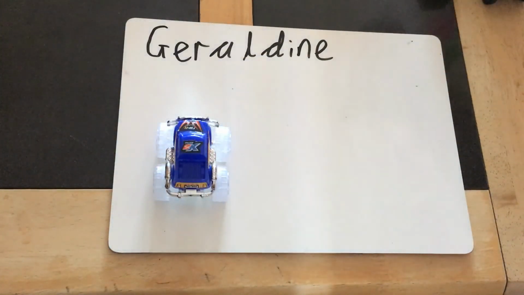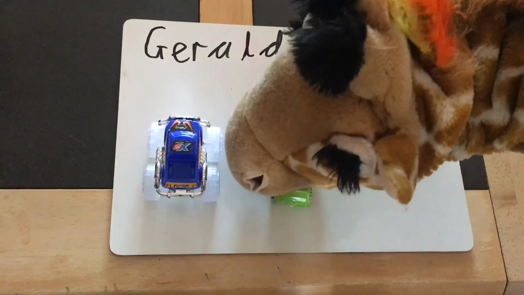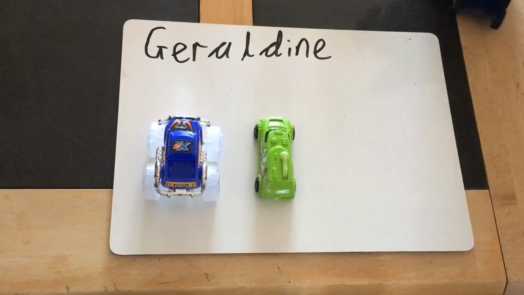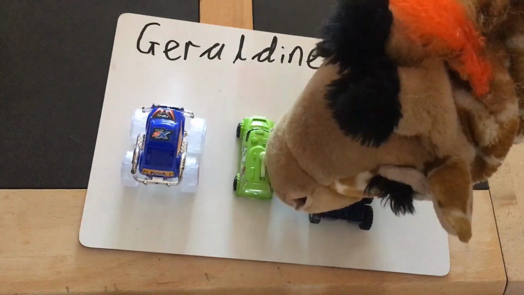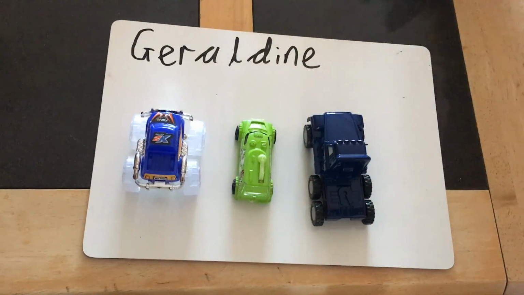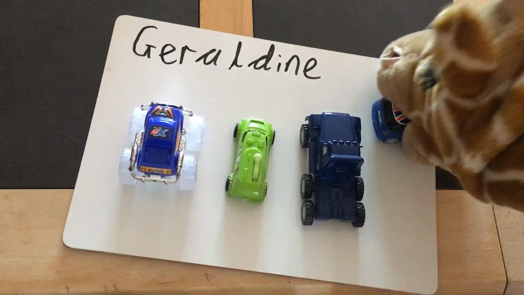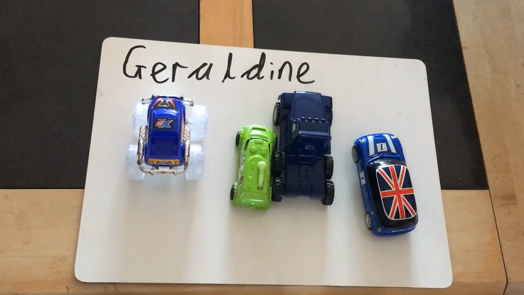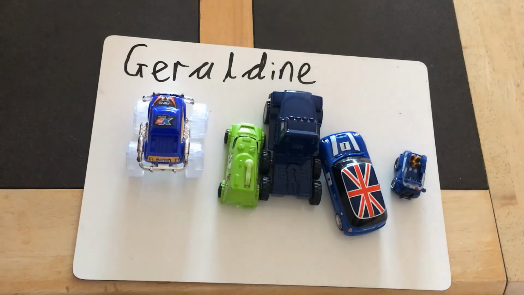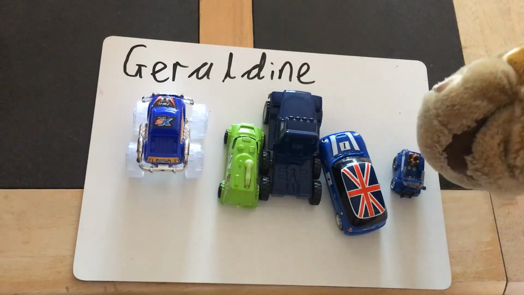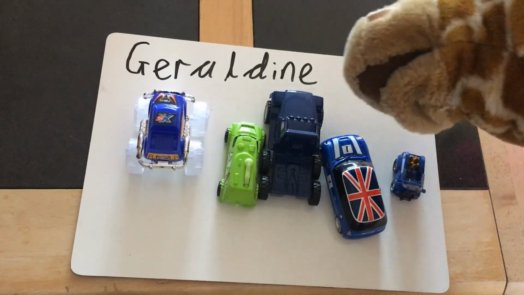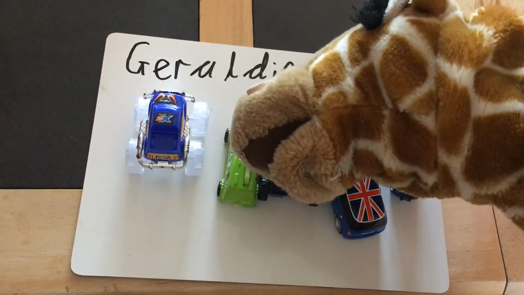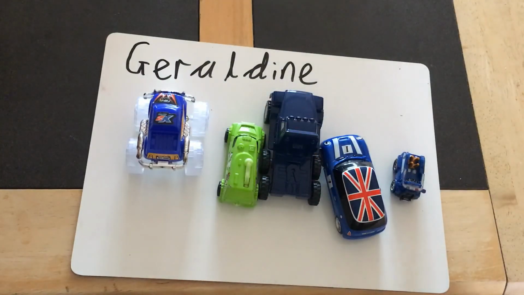1, 2, 3, 4, 5. Let's check that we've got 5. 1, 2, 3, 4, 5. Yes, we've got 5, Geraldine. Do you think you could write that number for me?